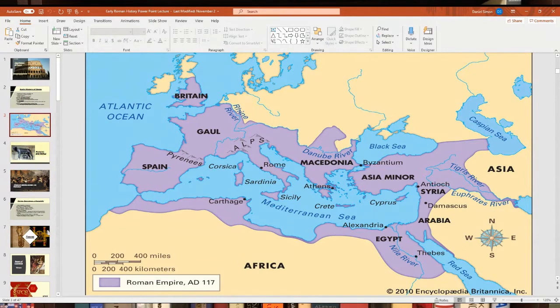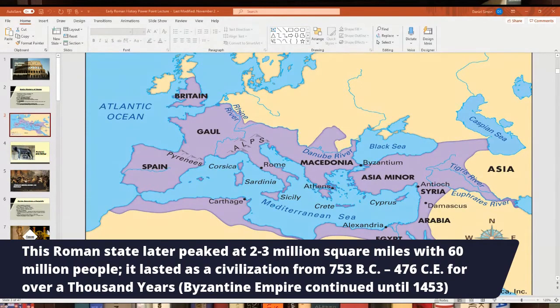The size of the Roman Empire at its peak varied, but it was at least 2 million square miles, maybe two and a half to three million square miles. It may have had a population close to 60 million. The empire was also multi-ethnic, so it wasn't really one people, but multiple different nationalities that made up the empire, all over the place, from Europe to North Africa and part of Asia.